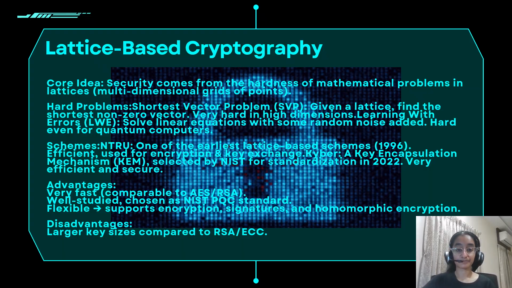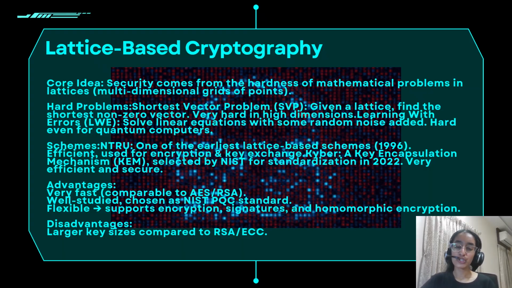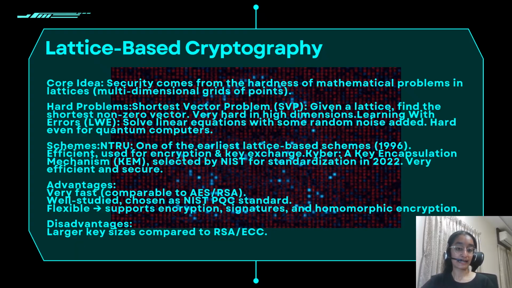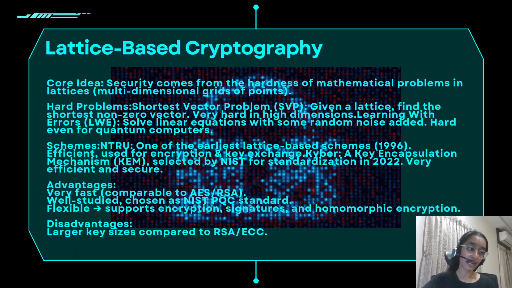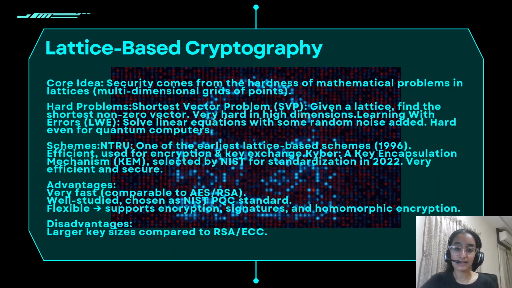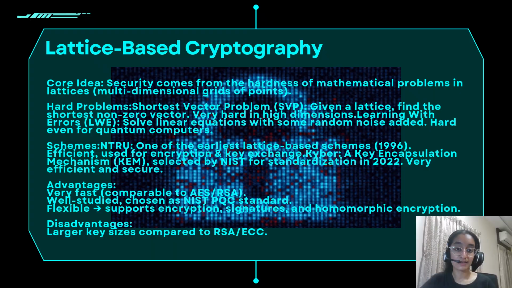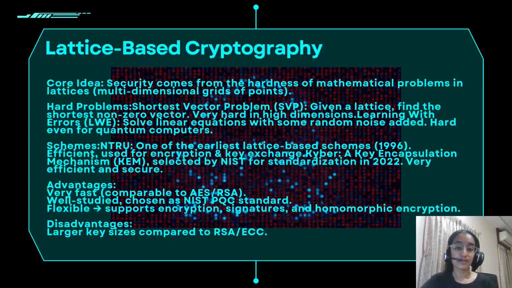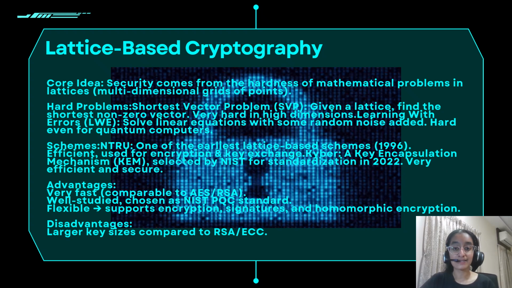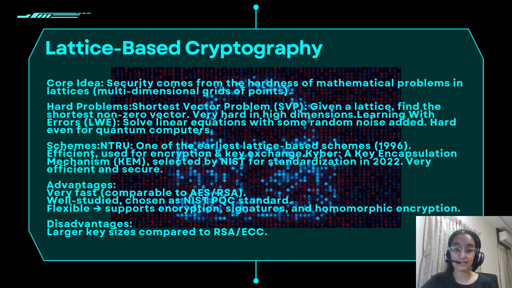The scheme NTRU is one of the first practical lattice based systems. It was introduced in 1996. It works well for encryption and key exchanges. Then there is the modern lattice scheme chosen by NIST as the standard scheme. It's very efficient, very secure, and very practical. It will replace RSA and ECC in protocols like TLS.